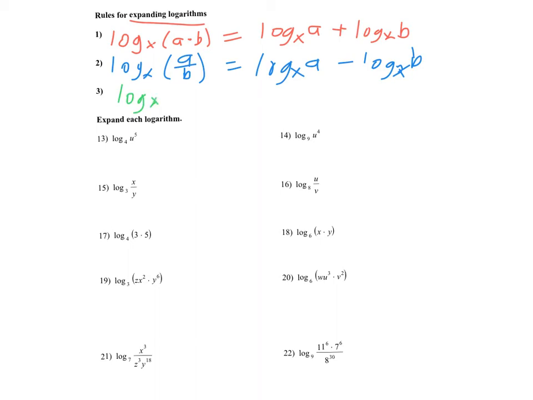Last rule here is going to be if we have any log, base, whatever, doesn't matter, and then we have something inside, which I'll call a, to the power of c. And so if something has an exponent on the inside, we can take that exponent and move it out to the front. The base is going to stay the same. That a will still be there, but now that c goes into the front as a multiplier or a coefficient, if you'd like to call it that.